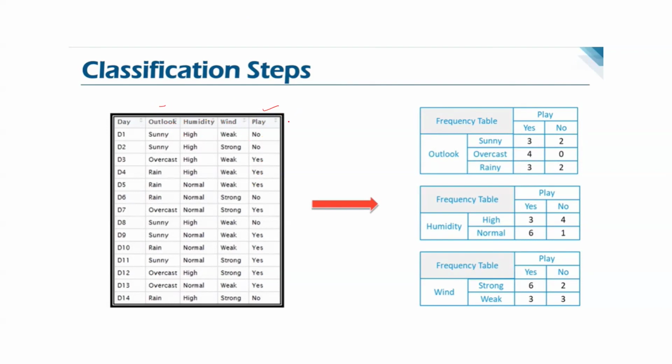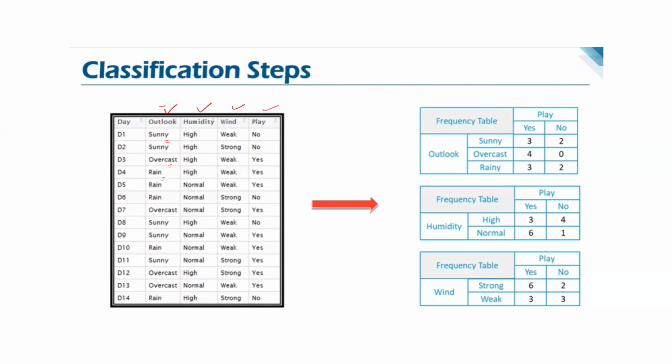For that, the very first step is to convert the given data set into the frequency table. For each attribute, outlook, humidity, and wind, we have to construct the frequency table. When you take outlook, we have 14 rows, and the outlook attribute has three values: sunny, overcast, and rain.